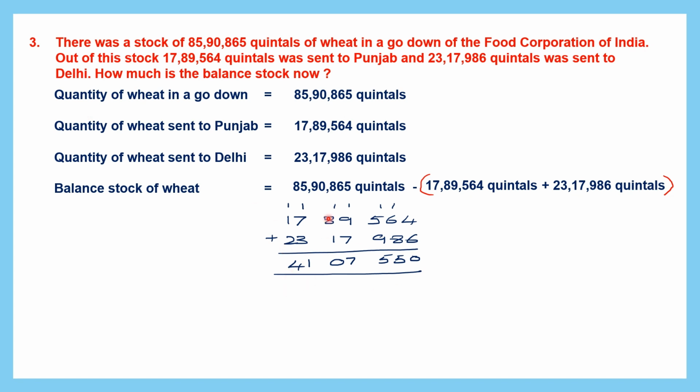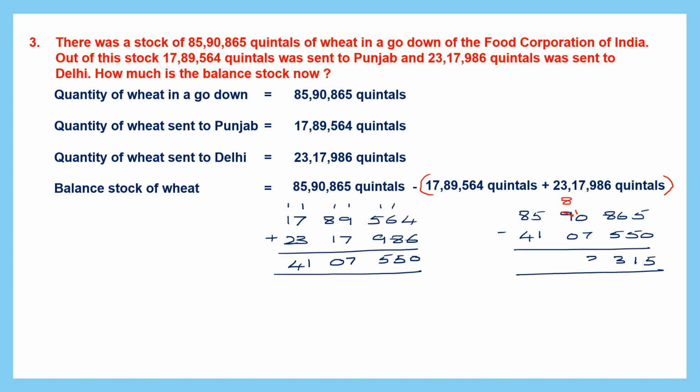Now this is what we need to subtract from the initial amount. So let's write down this number first. So now we have 85,90,865 minus this answer that we just got, 41,07,550. Now let's subtract this. 5 minus 0 is 5, 6 minus 5 is 1, 8 minus 5 is 3. Now here 0 minus 7 we can't do, so we need to borrow. So this is 8 and this is 10. 10 minus 7 is 3, then we have 8. Then 5 minus 1 is 4 and 8 minus 4 is 4.